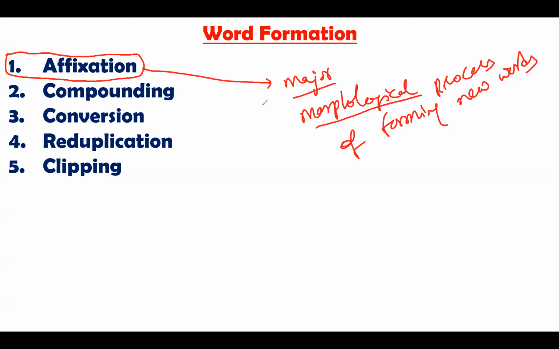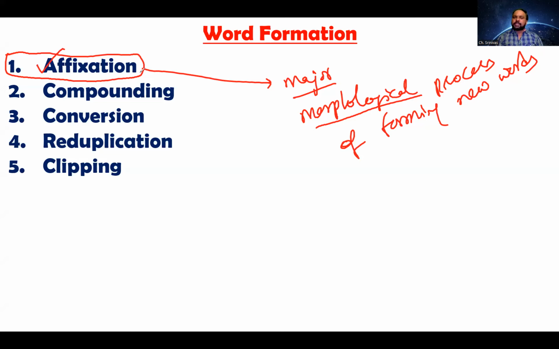And in the examination they ask us, okay, what is the major morphological process that is useful in coining new words? We can easily answer that question by affixation. Affixation is the right answer to that one.